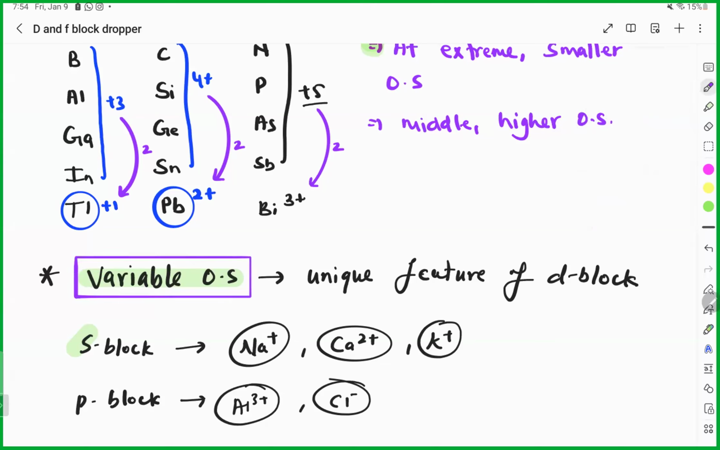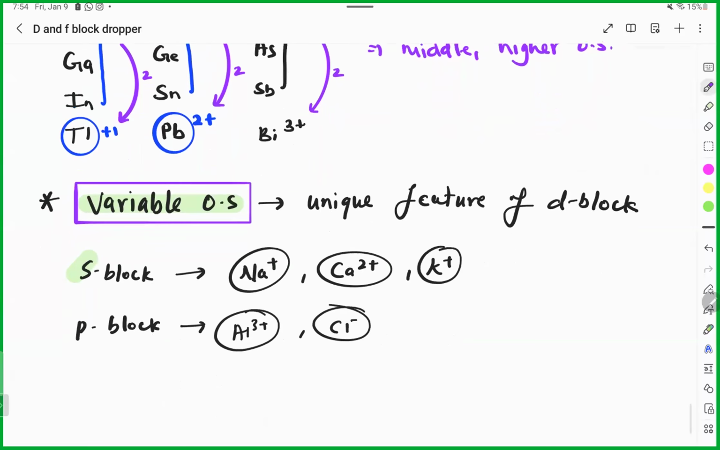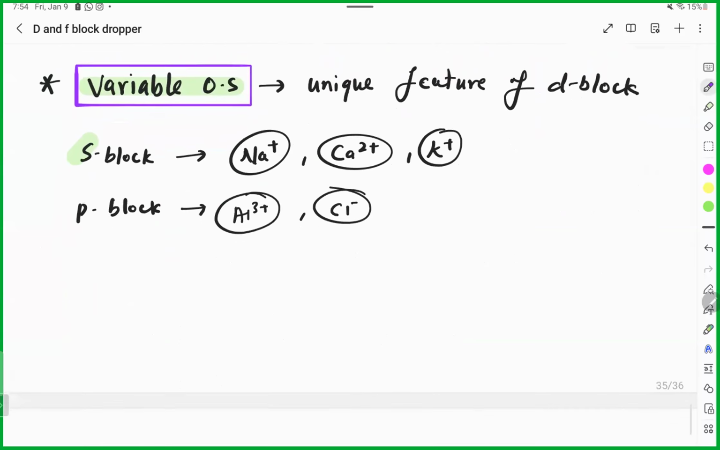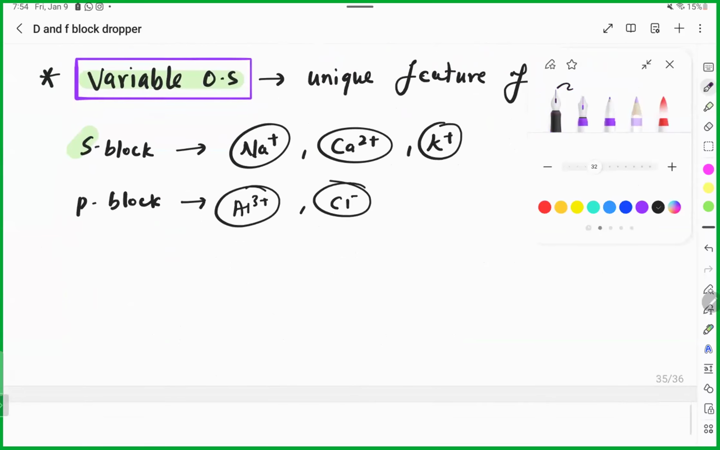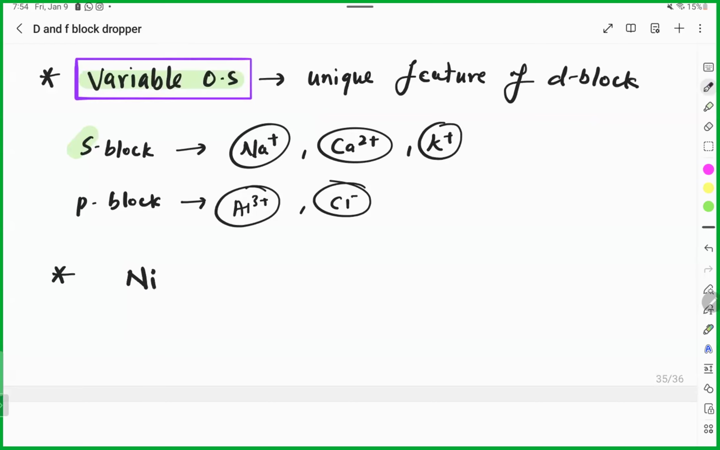Right? And the interesting part is that a very low oxidation state is also possible in a coordination compound when it interacts with other elements. For example, nickel when it reacts with carbonyl. So what is happening? In this case, nickel has zero oxidation state. Correct? Nickel has zero oxidation state.